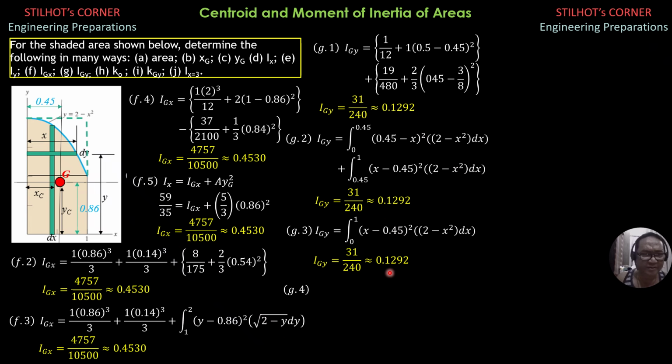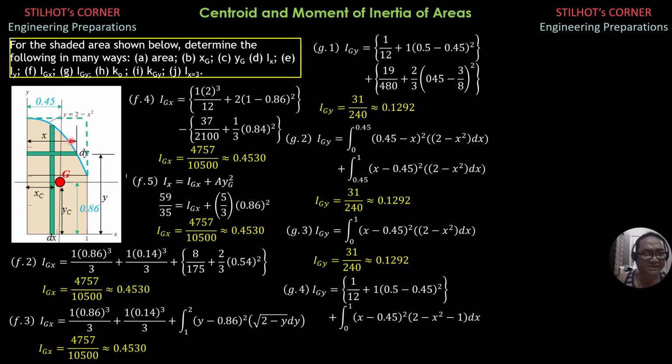The next method is I_GY. I_GY equals, for the square, 1/12 of 1 cubed, plus 1 times quantity 0.5 minus 0.45 squared. We just copy this part. And for the second part, we have to integrate, so integral 0 to 1 using the strip here, 0 to 1.